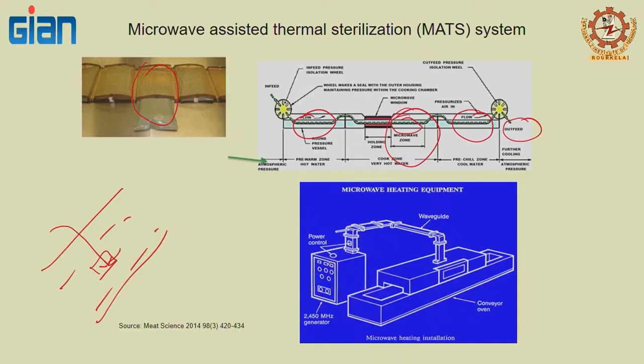Concept-wise, you have a power generator which generates the microwave, and then you deliver it through the waveguide to the treatment chamber. The treatment chamber is like a large water bath, inside which you have a conveyor belt, and on the conveyor belt you have these pouches moving through. That way the microwave is delivered to both the water and the pouches, and thereby you can have a much more uniform heat treatment. So, this is called MATS.